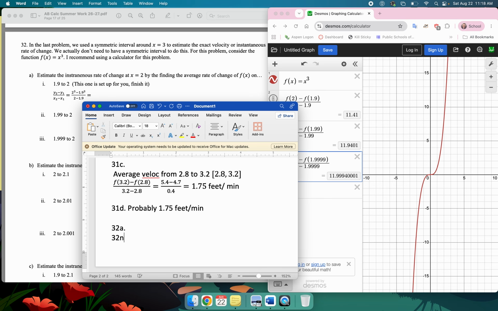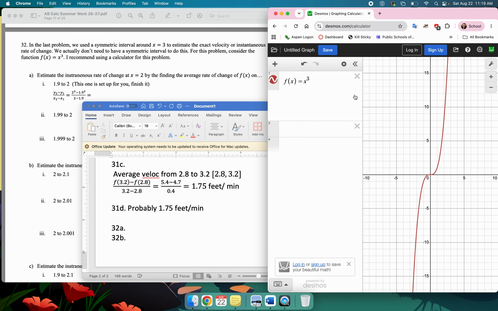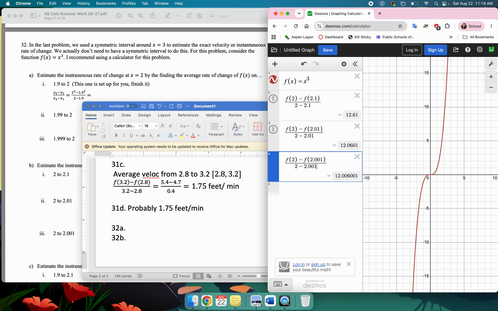In 32b, we're doing exactly the same thing, but now we're computing using intervals where 2, the value of interest, is on the left end of the interval, right? And what we're again trying to convey is that it doesn't make any difference. As long as 2 is in the interval that you use to compute the average rate of change, it's valid. And as you're seeing, just as with the previous example, these values likewise are also approaching 12, right? So it seems like we're getting the same value if we shrink the interval this way.